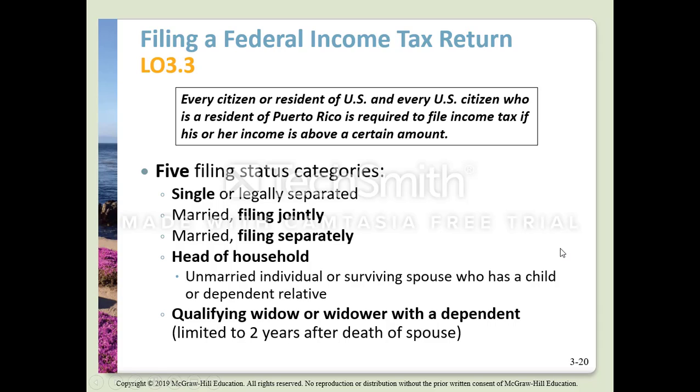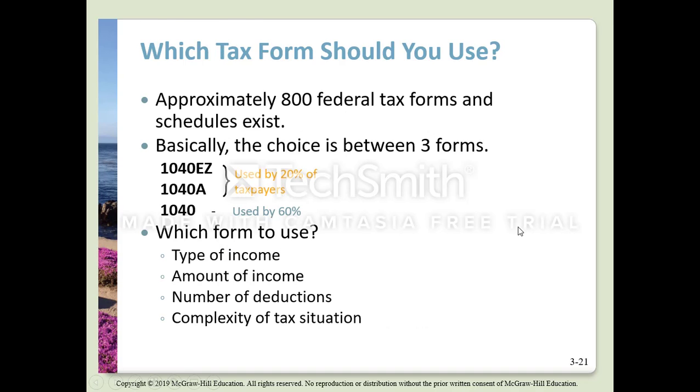When you're filing a federal income tax return, you must identify your filing status category. Whether you're single, married filing jointly, married filing separately, head of household, or qualifying widow or widower with a dependent. And then which tax form should you use? You'll select which form to use. About 60% of Americans use the 1040 form. That's the form that I use.